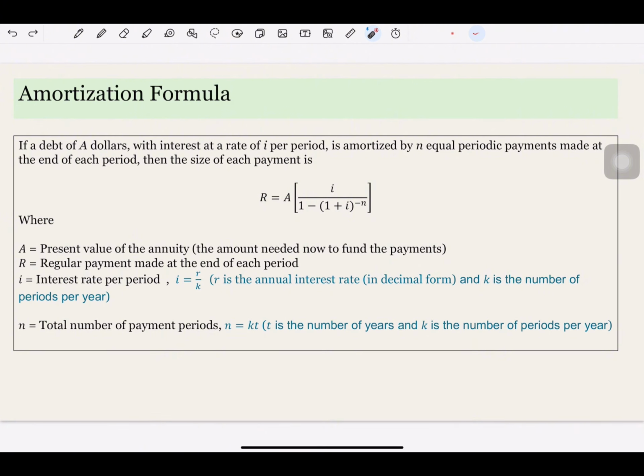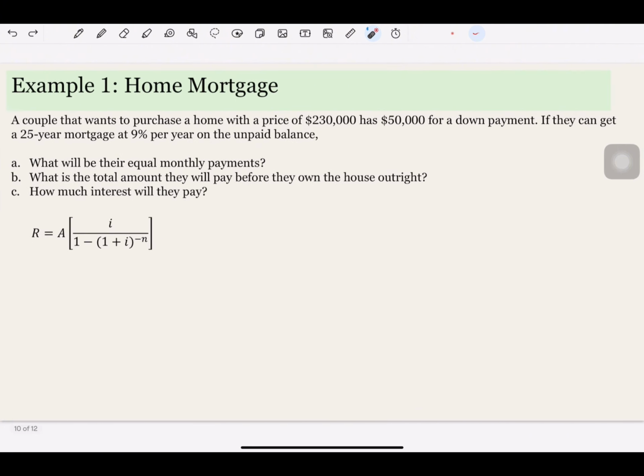Okay, so now let's try an example. Take a few minutes to read this problem. You can pause this video and read this problem. Let's try this. So this is the application of the amortization formula to a real home buying scenario.